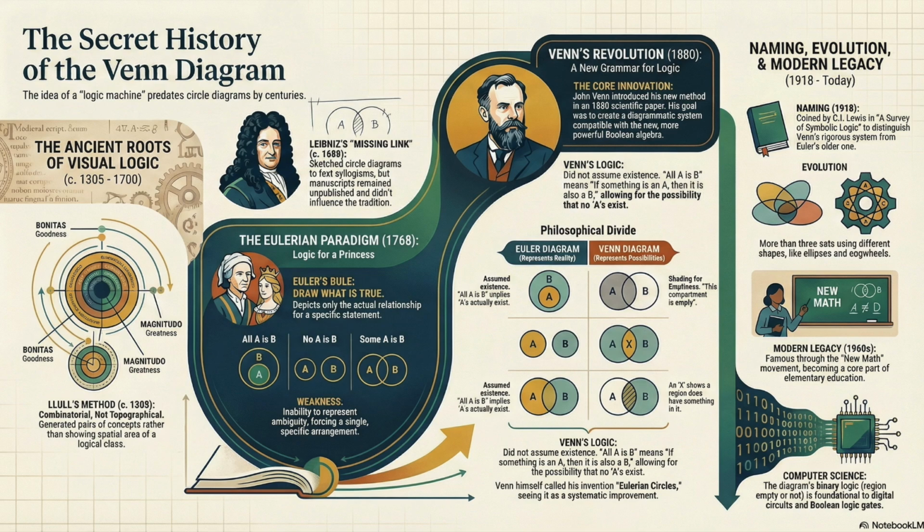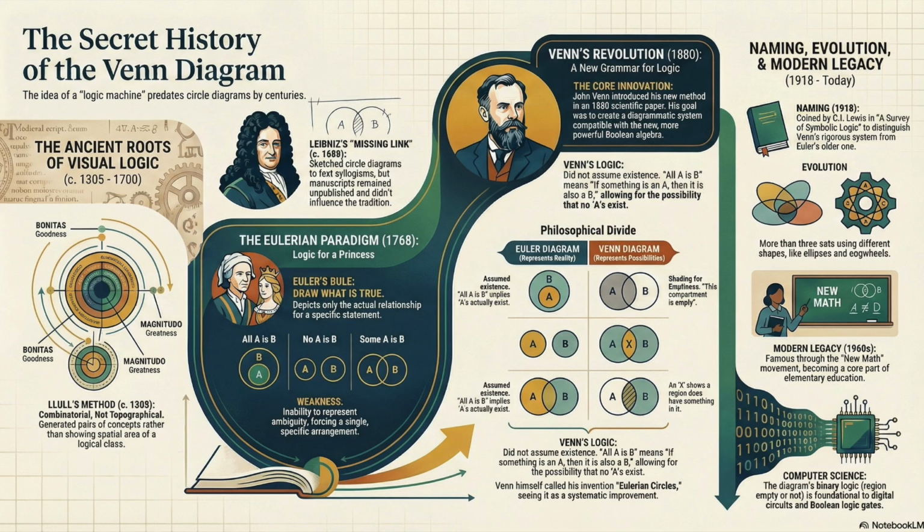And this codified distinction allowed the diagram to just explode into modern pedagogy and technology. The most recognizable impact for our generation was probably the new math movement of the 1960s. Oh, that educational reform was crucial for public awareness. The movement shifted elementary math instruction from just rote calculation to emphasizing the conceptual foundations of mathematics, especially set theory. And the Venn diagram was the perfect visual tool for this pedagogy. It was intuitive, it was rigorous enough for basic set operations like union and intersection, and it was highly visual.